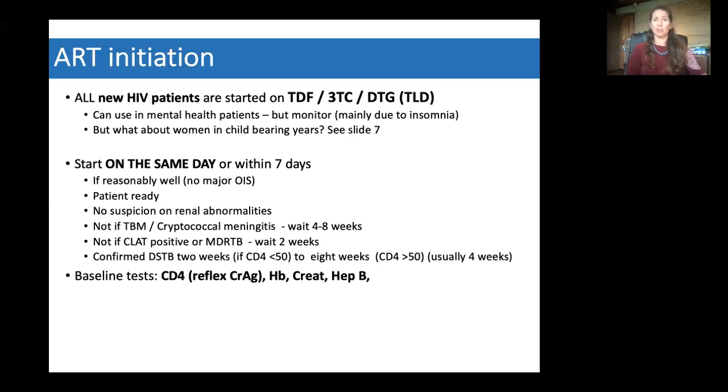And there's just a nice quick summary of what baseline tests you need to do. So on the day that you're starting your ARVs, you obviously want your CD4. They'll do a reflex CrAg for you at the lab if the CD4 is under 100.